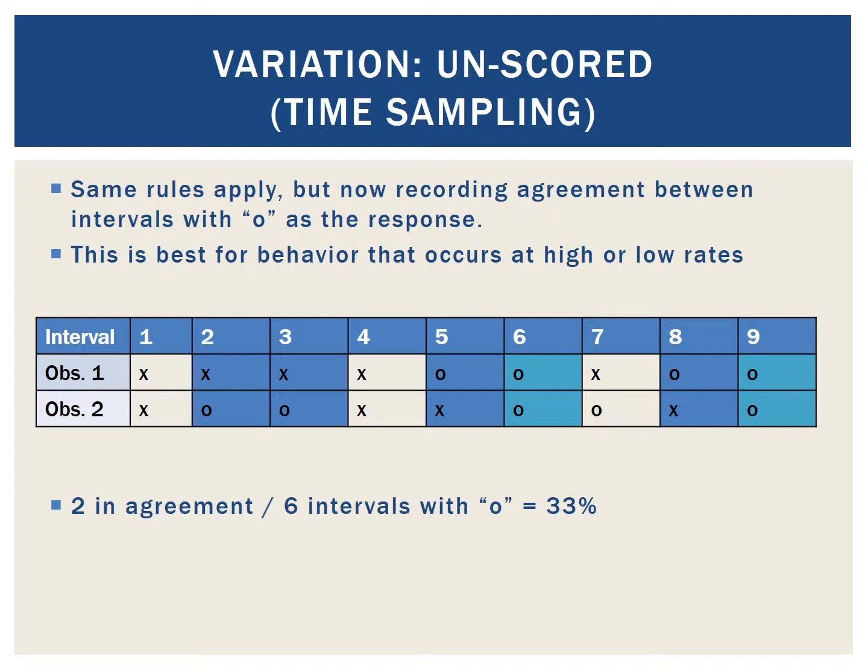So as I said before, this is another way. Sometimes what you'll see is 3 measures of IOA. You'll see overall agreement. If the behavior happens at an unusually high rate or an unusually low rate, you'll see these other measures used: occurrence agreement and non-occurrence agreement. These are variations that control for that inflation. Often what I'll do if I have some data is I'll compute the overall agreement, and then I'll compute these other 2 methods as well.